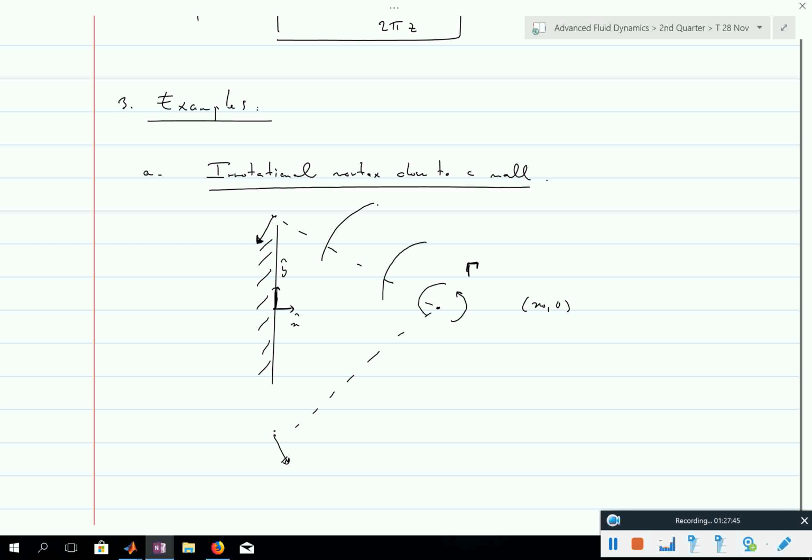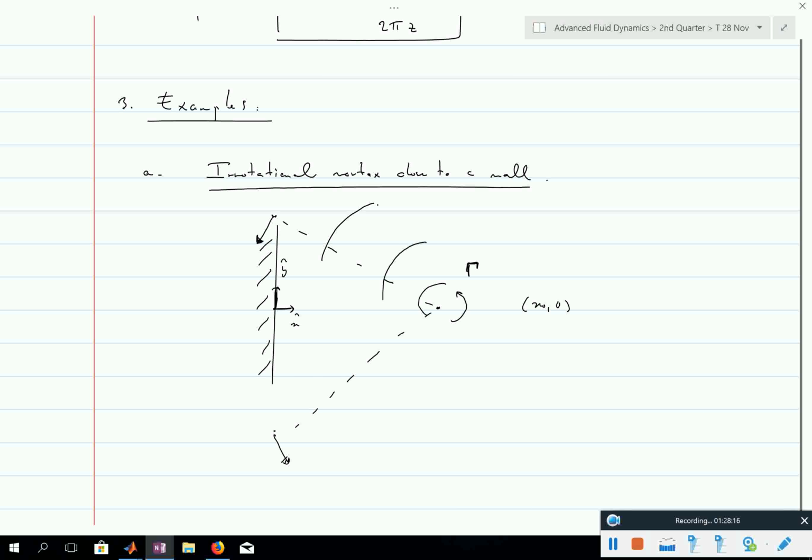Now, how could we satisfy the no penetration boundary condition? You could do that by just putting a mirror image of your vortex here. Now, because this is a wall, you can put whatever you want here, right? The flow is going to be infinity here, but you can put stuff here just to make sure you model an irrotational flow with a wall. You have a no penetration boundary condition, right?